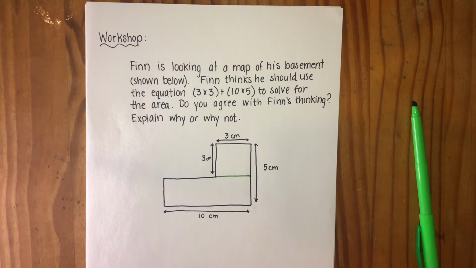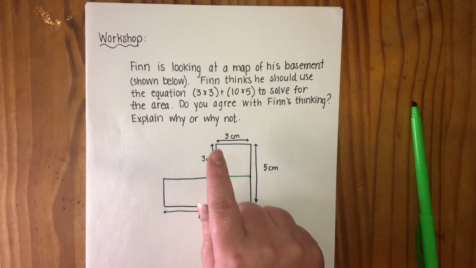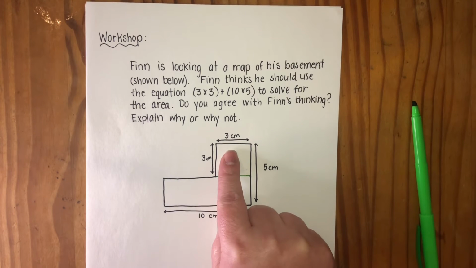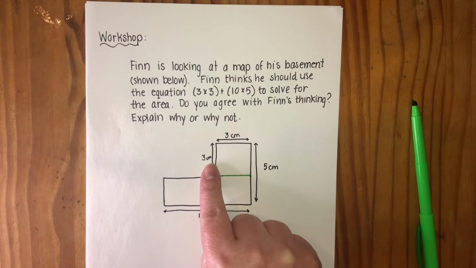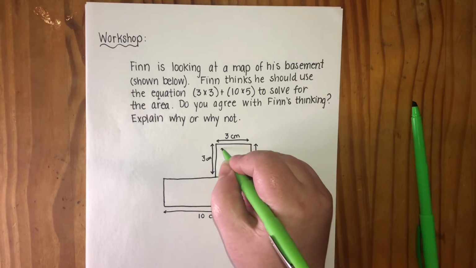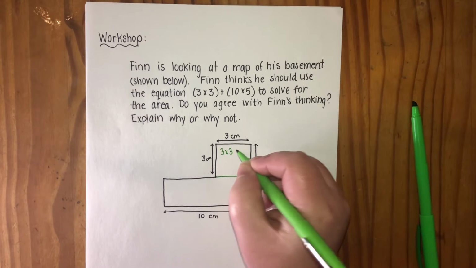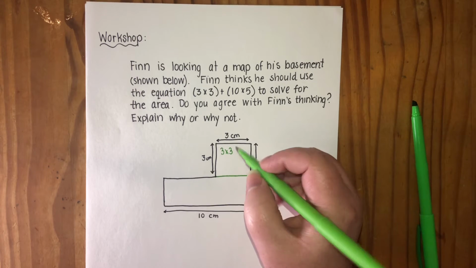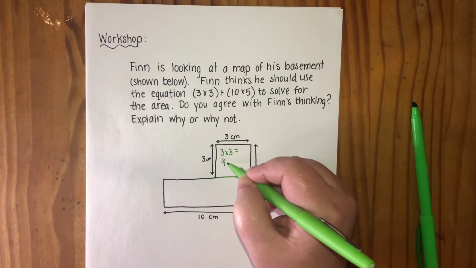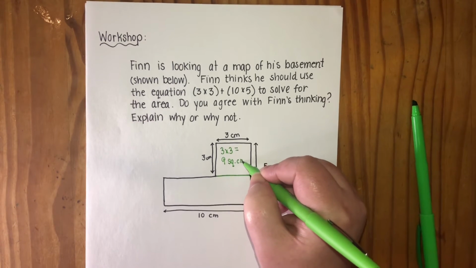Right. Since we know the length and the width of the rectangle at the top, we can solve for the area. The length of the rectangle is 3 centimeters, and the width of the rectangle is 3 centimeters. We can multiply to find the area of this rectangle, which is correct, 9 square centimeters.